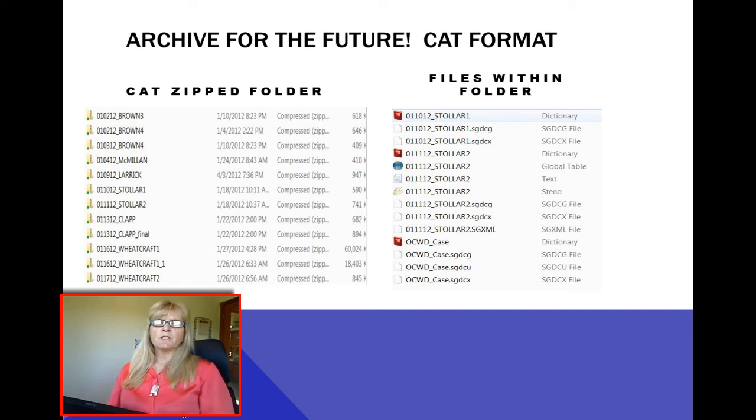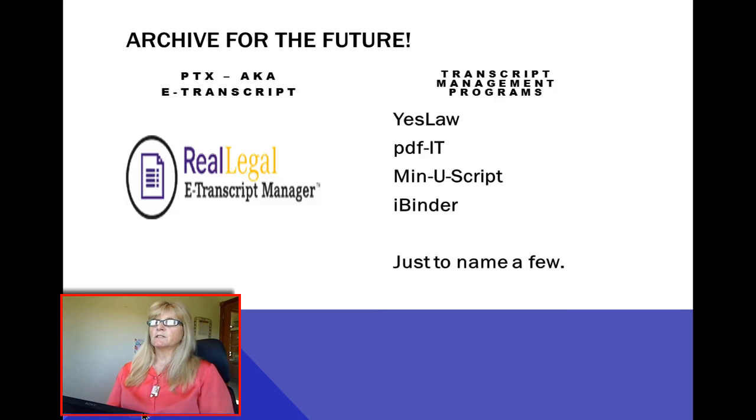Another option, or actually in addition to the prior two formats, ASCII and PDF, go ahead and archive in your CAT folder. As you can see on the screen, on the left side, in my CAT program, these are how I store my files in a folder, and within those zipped folders are job dictionaries, case dictionaries, my notes, the transcript, and much more.